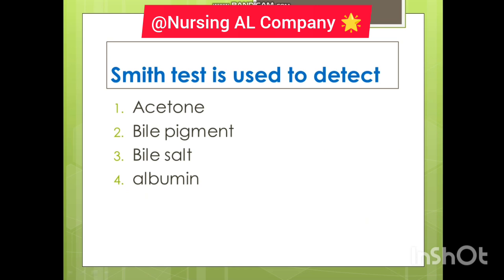Now here, Smith test. Smith test is used to detect what? Not acetone. Is it for bile salt? Is it for albumin? It is for bile pigment. It is also one of the factual questions, and it is mostly asked.